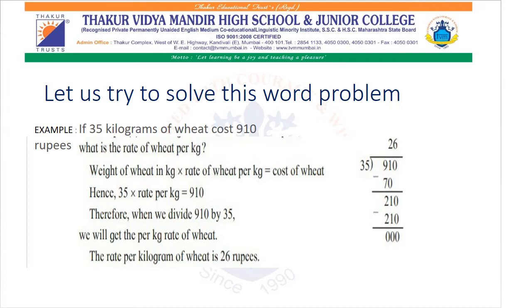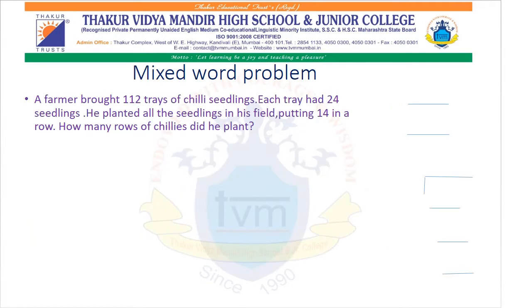So next we have to divide 210 by 35. So 35 6s are 210. So remainder is 0 and our quotient is 26. So what is the cost per kg? It is 26 rupees. Very good. So the rate per kilogram of wheat is 26 rupees. So this way you can solve the word problem for division, right?